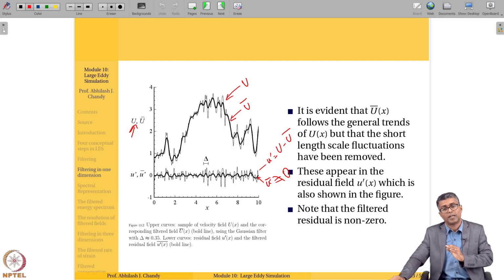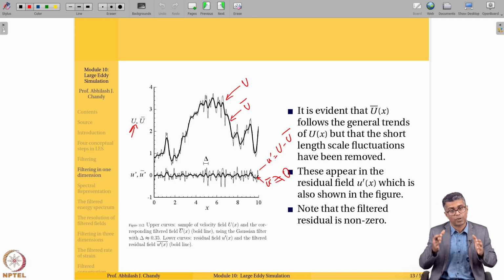All the filtering does is smooth it out. It is not eliminating any unsteady components. You are still going to get an unsteady component no matter how many filterings you do. So I hope this was clear. We will look at more of a spectral representation and the filtered energy spectrum in the next class.